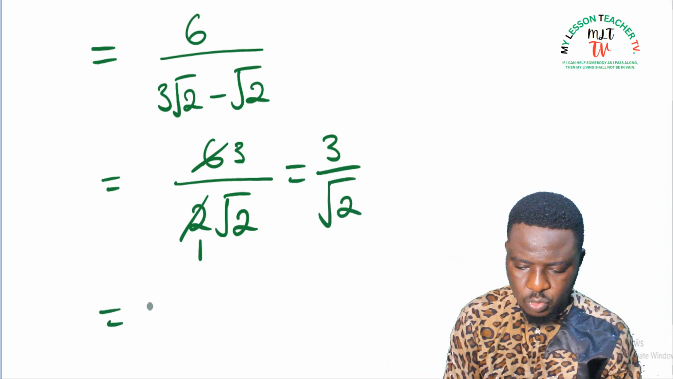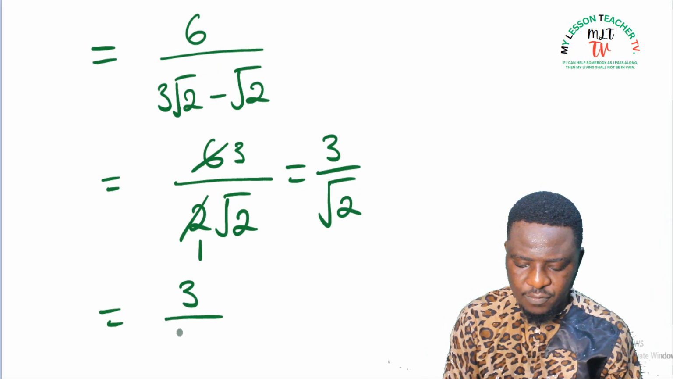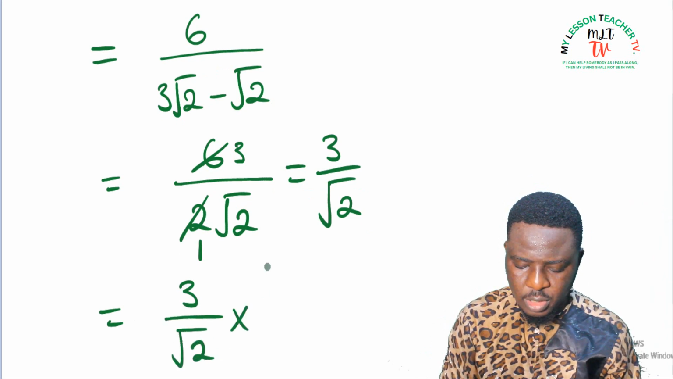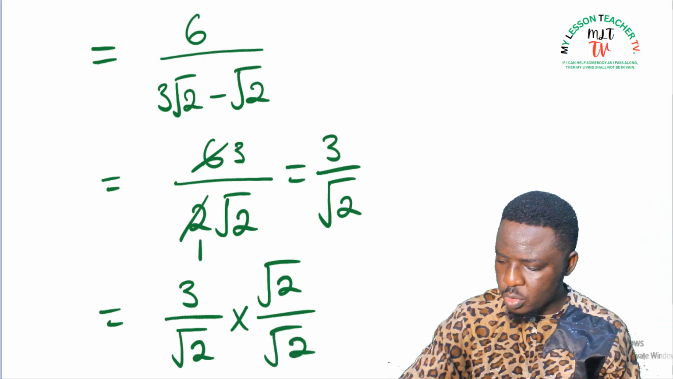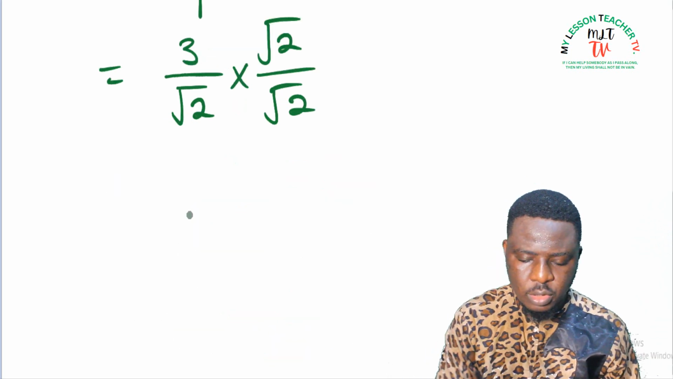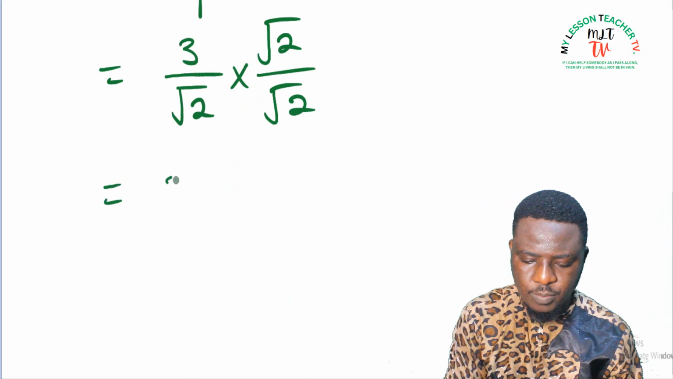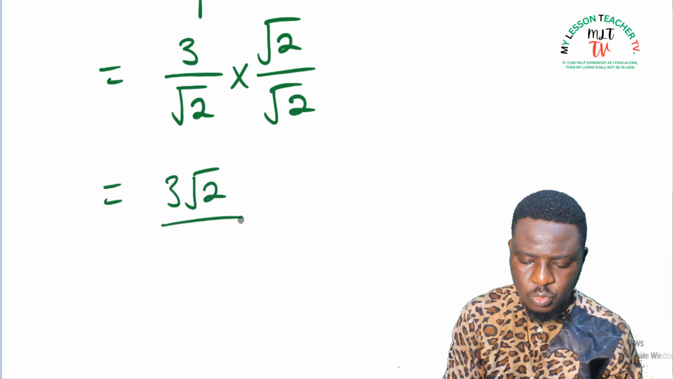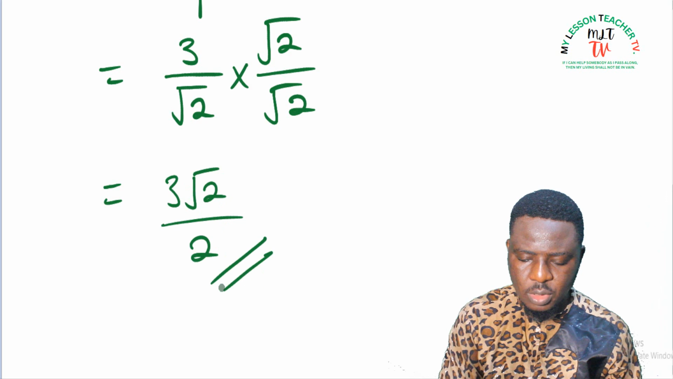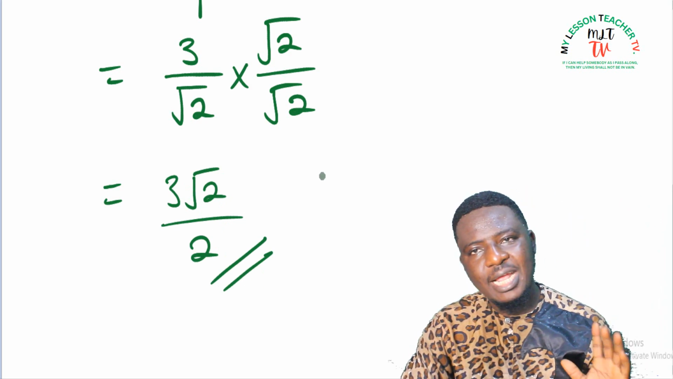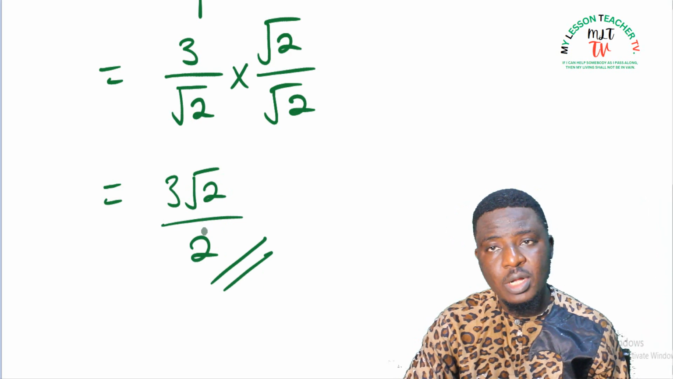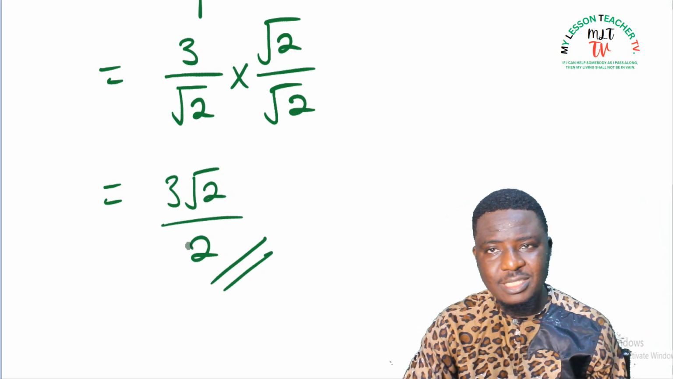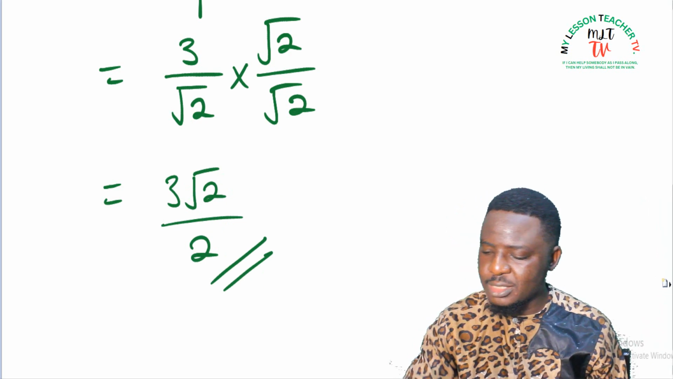So when we rationalize, we are going to have 3 divided by root 2 times root 2 over root 2. So this is equal to 3 root 2 divided by 2. And this is your answer. Just like I said, root 2 is not a factor of root 2 and 2. Before you go ahead and divide this, it's not possible. So please don't do that.